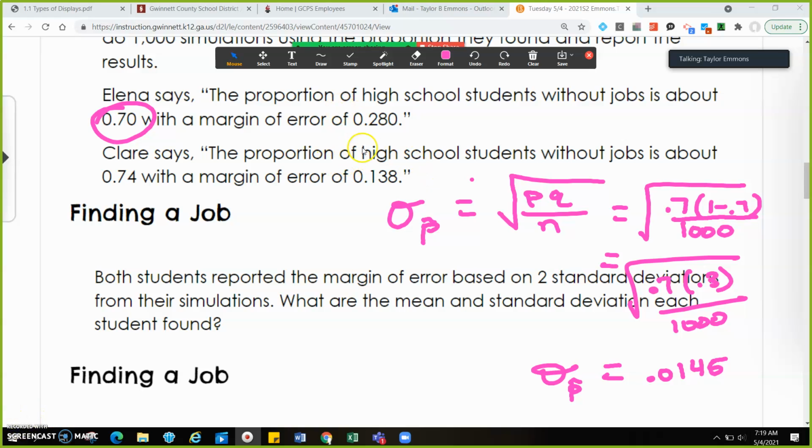One of the great things about this is since our p is equal to 0.7, our mu is going to be equal to 0.7. So our mu of our proportion, that means our mean of our proportion, is also going to be equal to 0.7. So what I'd like for you to do is go ahead and try to set up Claire's. You're finding the standard deviation and then finding the mean.